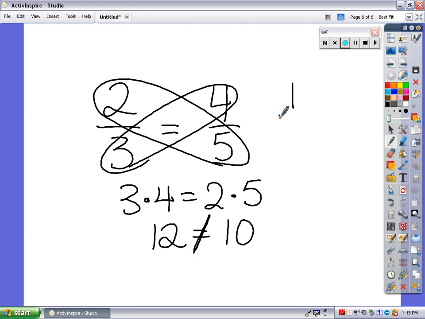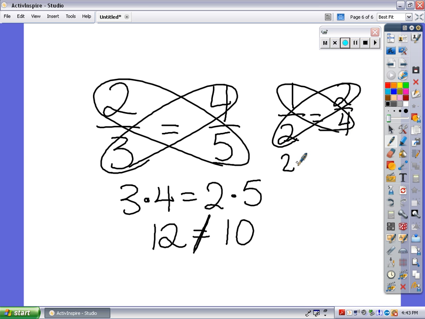But let's say we have 1/2 is equivalent to 2/4. Well, here we go. We're going to prove it right now. 2 times 2 equals 1 times 4. Well, what do you know? 4 does equal 4. So therefore, yes, 1/2 is in proportion with 2/4.